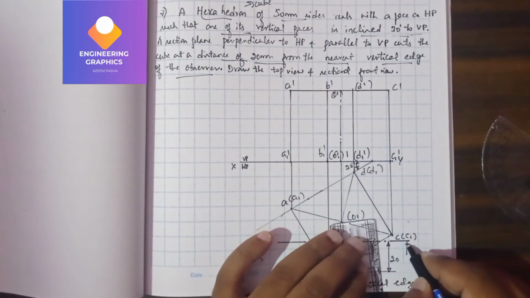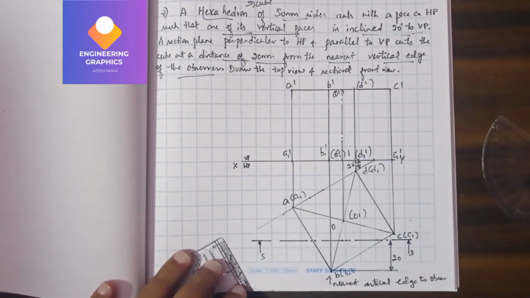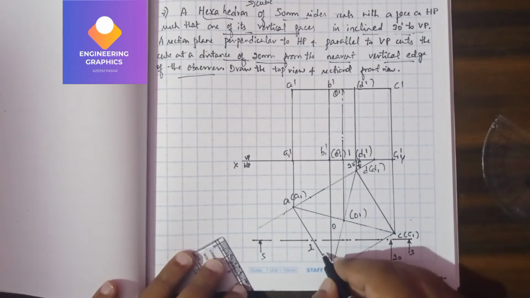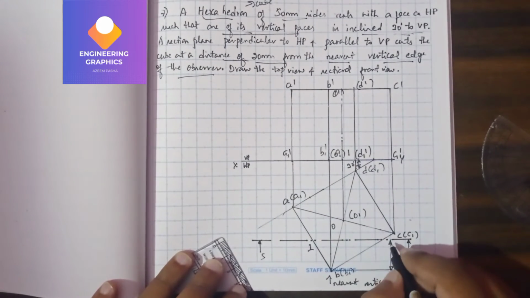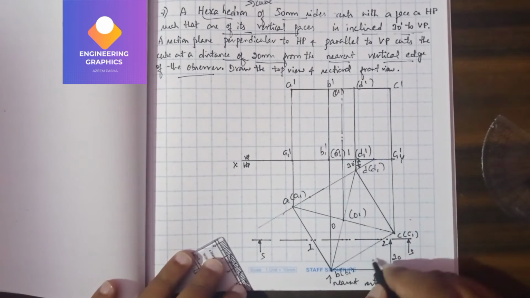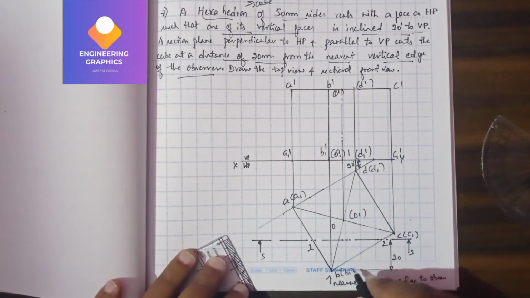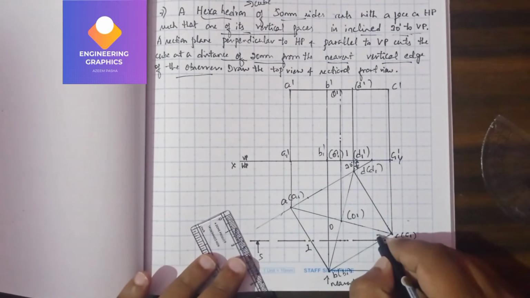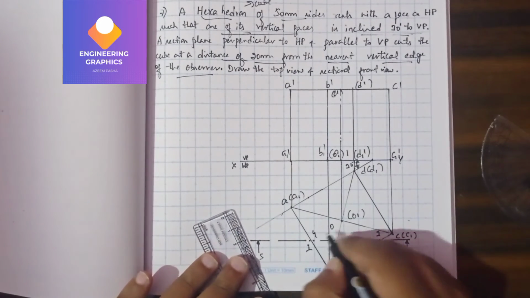So it is cutting here. Now we can mention the namings here. This is 1, it is cutting on the top face, and 2, it is cutting here. Similarly, it is cutting the bottom faces also. This is 3 and this is 4.